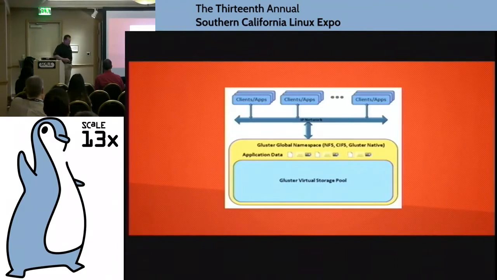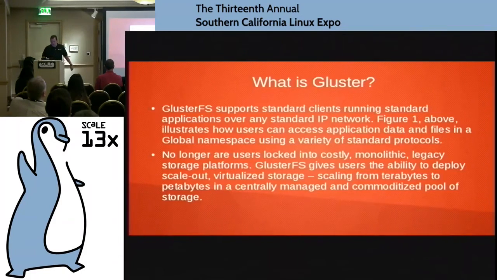The architecture is, you've got the Gluster virtual storage pool. This is actually storage which is distributed across multiple physical servers or VMs or AWS instances or whatever. So you've got a whole stack of machines here, and then they present all of those disparate storage components as a single namespace. And I'll show you an example of that in a little while. And then you share that out across your network to all the clients and applications. So it's super, super distributed, and you'll see it's actually really simple to set up. GlusterFS supports standard clients running standard applications over any network, any IP or RDMA network. That figure above just shows how users can access application data and files in a global namespace.